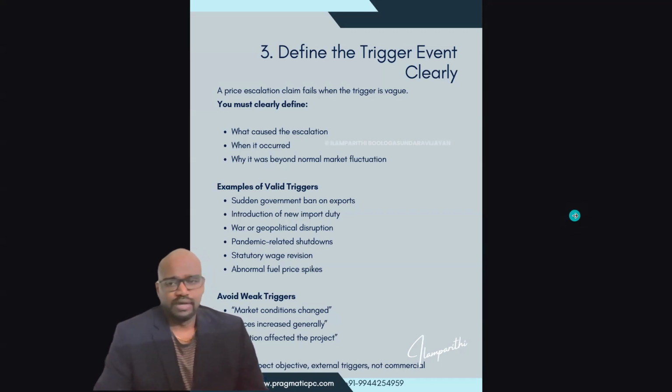So what are examples of valid triggers? Sudden government bans on exports or imports, introduction of a new import duty, war or geopolitical disruptions, pandemic-related shutdowns, statutory wage revisions, abnormal fuel price hikes. You should avoid triggers like market conditions changed, prices increased generally, or inflation affected the project. No, these are not triggers for price escalation claims.